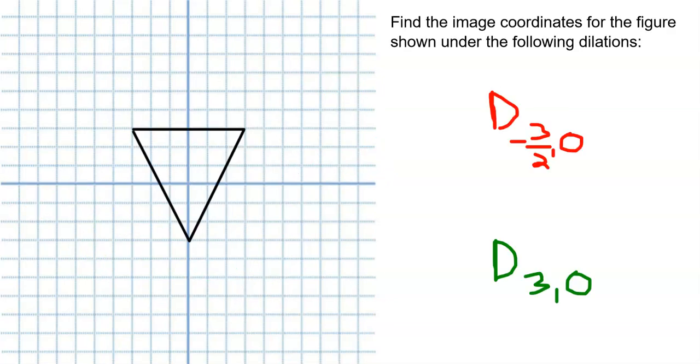So go ahead and take this image right here. You're going to scale it under the following two dilations, one in red and one in green on the screen. Dilation of -3/2 relative to the origin and 3 relative to the origin. Pause the video, go ahead, do this in your notebook, and then come back when you are ready to see the dilations and review the terminology in the video.